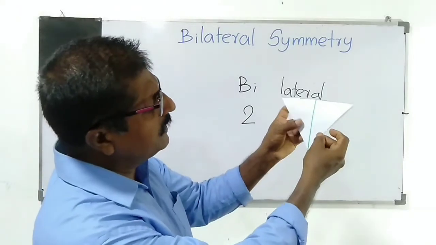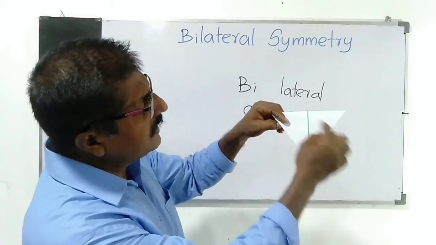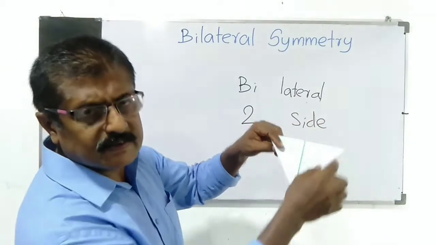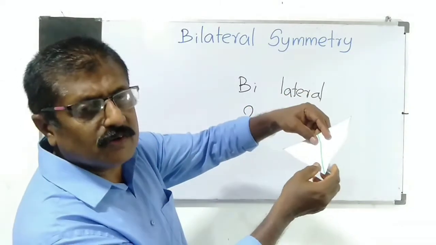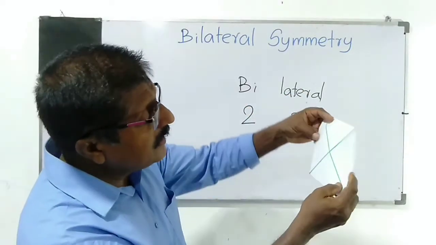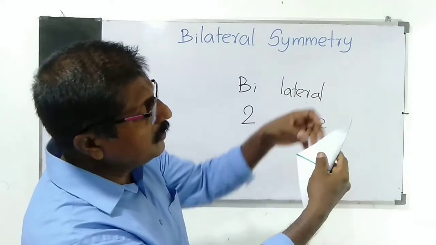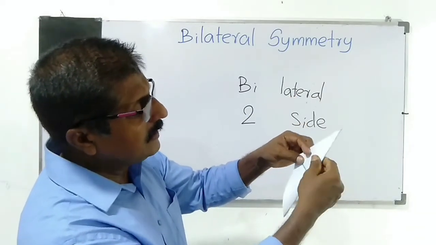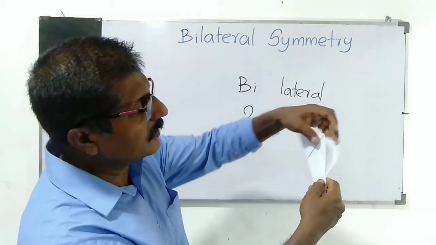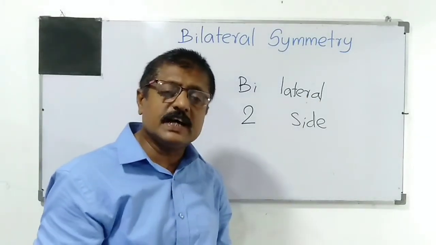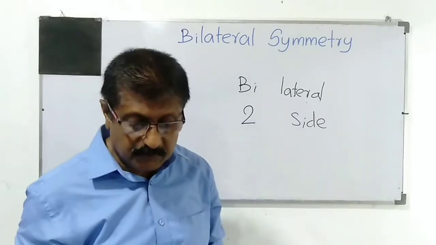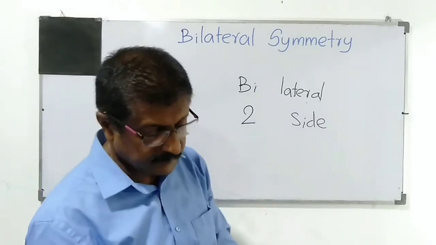Now, when we fold, we can see that this is an axis of bilateral symmetry because the two halves nicely coincide. And along the other line, that also is another axis of symmetry. So, this also is another figure which has two axes of bilateral symmetry.